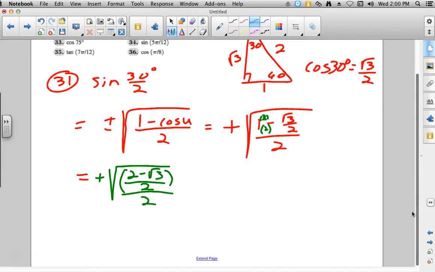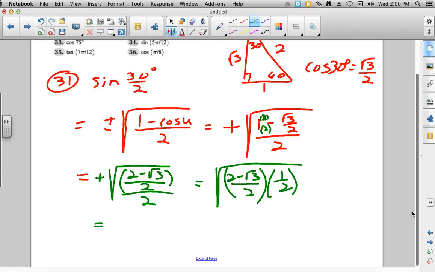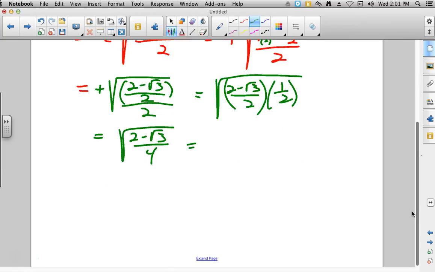And of course what we would do is multiply by the reciprocal. I'm not going to put that positive there anymore. 2 minus the square root of 3 over 2 times the reciprocal of 2, which would be 1/2. So that is the square root of 2 minus the square root of 3 over 4. And we can go ahead and separate those two because our denominator is going to be 2.